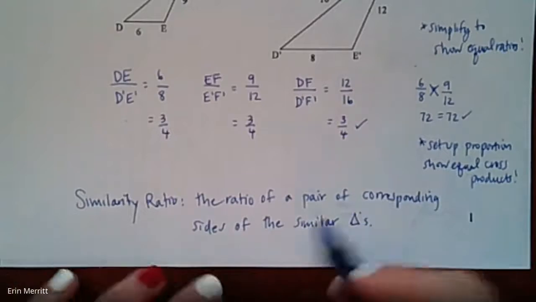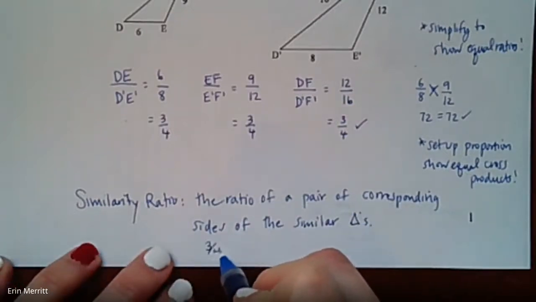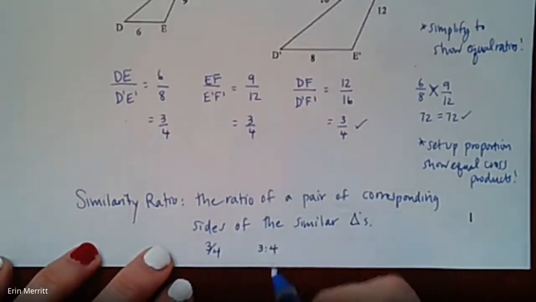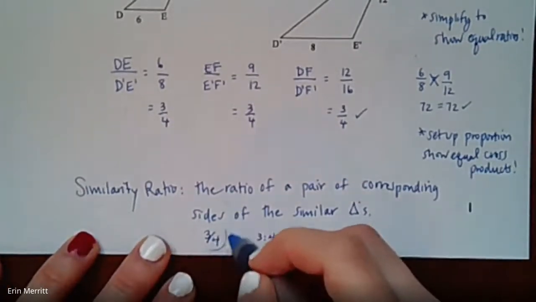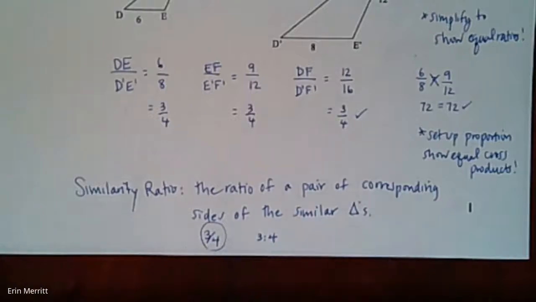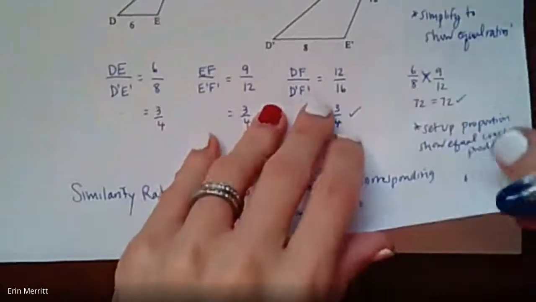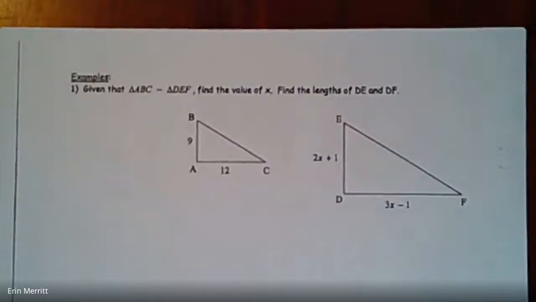Now keep in mind, you can write the similarity ratio as 3/4. You can write it as 3 to 4 like that as well. Either one's fine. I probably would show it this way, but just saying. All right. Flip it on over to the next page. Let's talk about how we actually use this to solve for some missing pieces. So you need a calculator, maybe some colored pencils would be helpful.